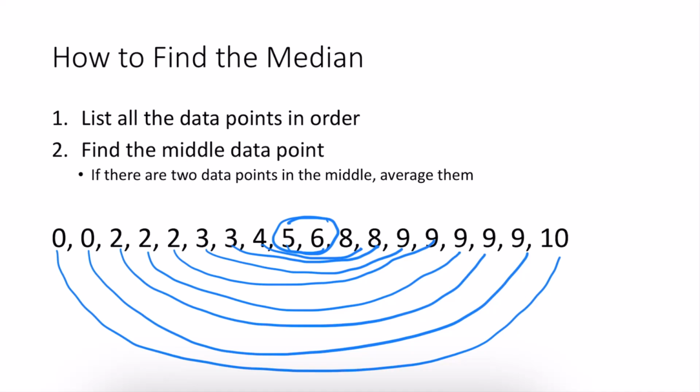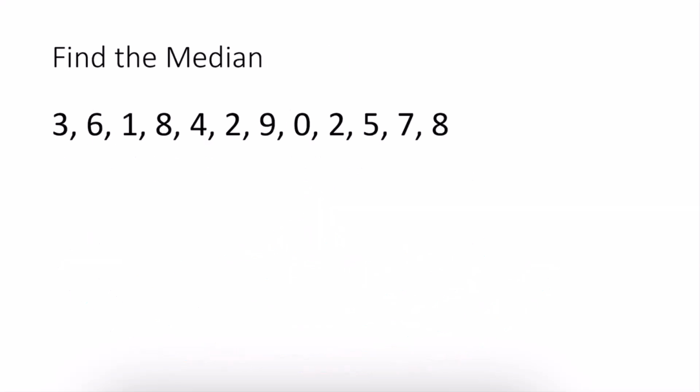So if I average 5 plus 6, that gives me 11, divided by 2, that tells me that 5.5 is my median because that's in the middle of 5 and 6. So that's how you find the median of a data set like this.